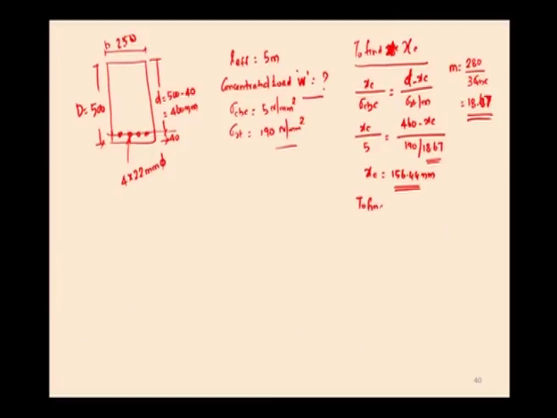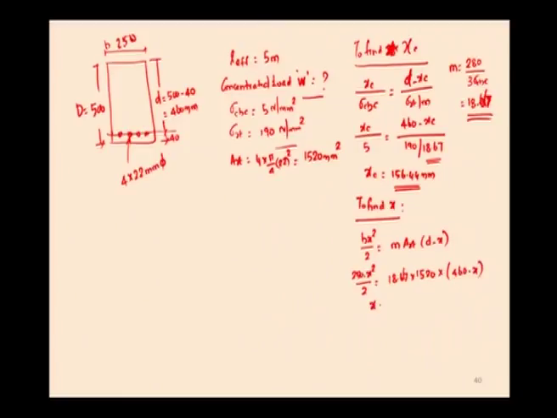Then we need to find X. X is found from the formula B x square by 2 equal to m into AST into D minus x. By substituting the parameters, 250 into x square by 2 is equal to 18.66 into AST, do not round off the values. Here AST is 4 numbers of 22 mm diameter bar, which is equal to 1520 millimeter square. So, 1520 into D, 460 minus x. From that we have found x as 230 mm.